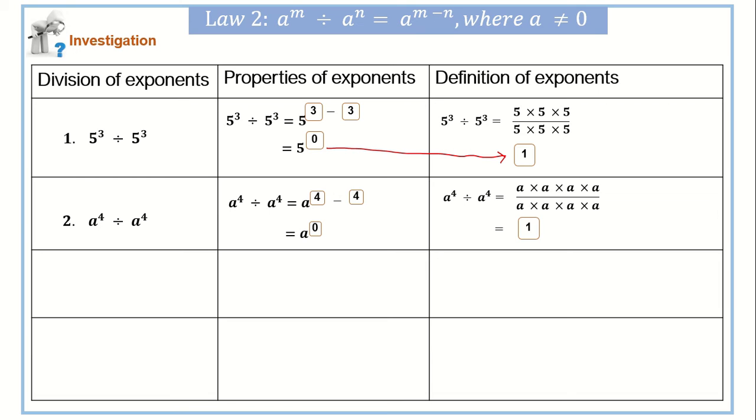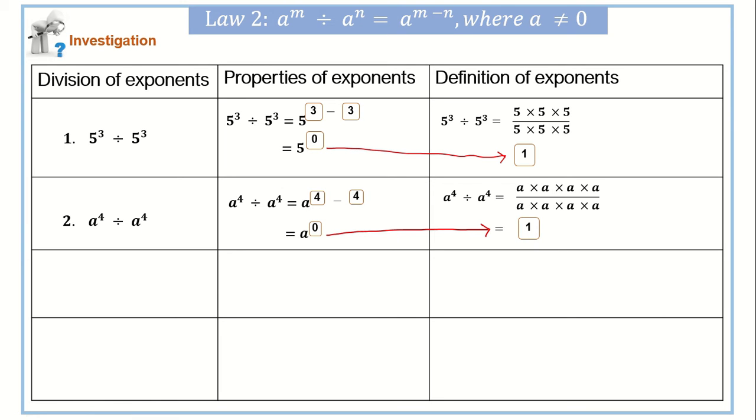Okay, you see that a to the power of 0 is equal to 1. Now this means that when you have any number to the power of 0, it will be equal to 1. Even if I have 1000 to the power of 0, it will still be 1.